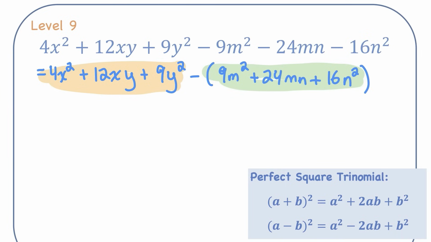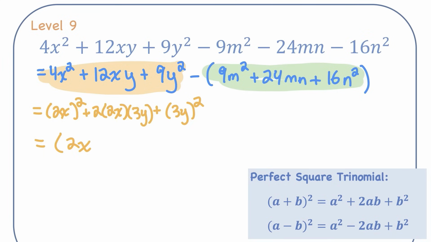Let me make sure you see both perfect square trinomials. This first one, the first term is a perfect square. It's a 2x being squared. The last term is a 3y being squared. And the middle term is double the product of those perfect squares, which means it would factor to 2x plus 3y all squared. Now let's focus on the second perfect square trinomial.